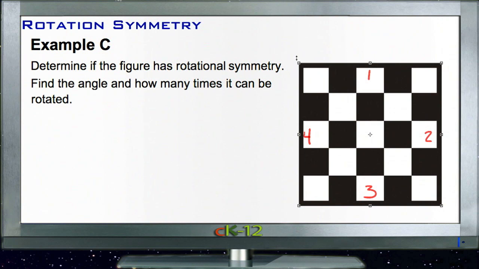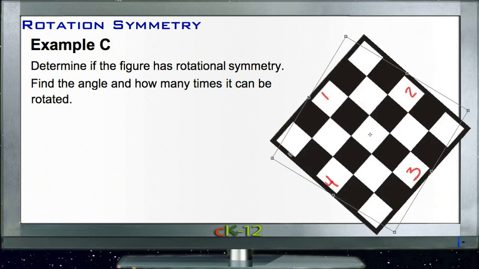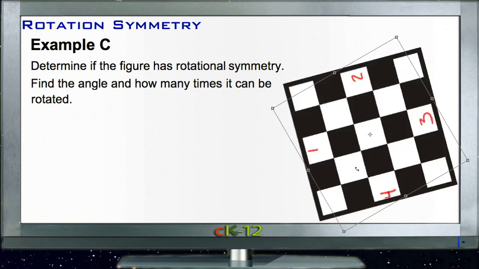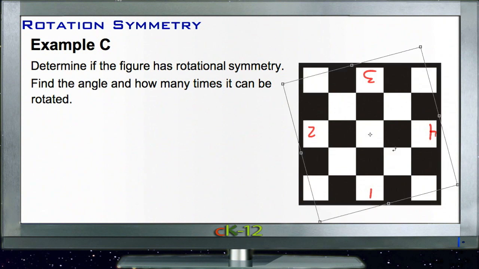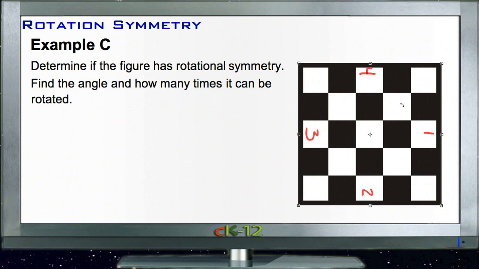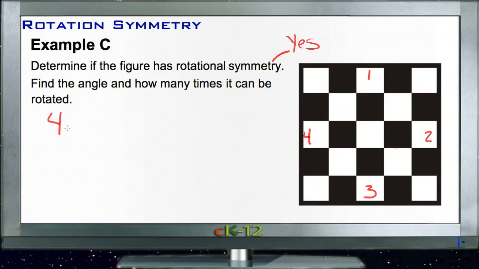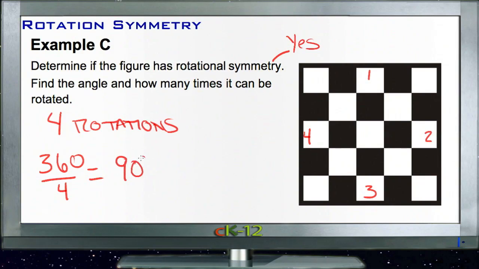And now if we rotate it, we can see that it does indeed look the same every time we go around a quarter of a turn. So we have 4 rotations, which means, yes, it does have rotational symmetry. It has 4 rotations. And then to find the angle, we take 360 divided by 4, which gives us 90 degrees. So it has a 90 degree angle of rotational symmetry. And we're done.